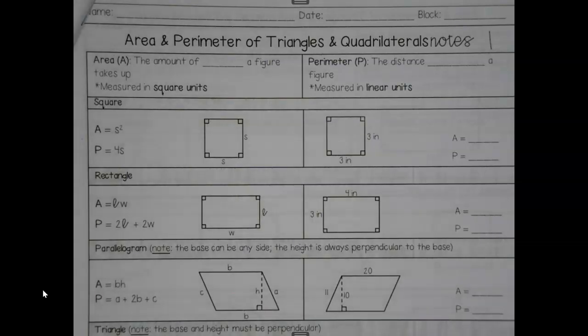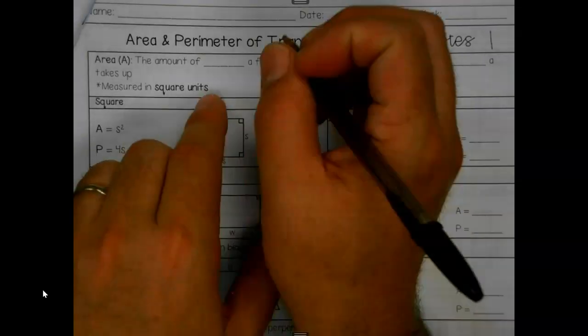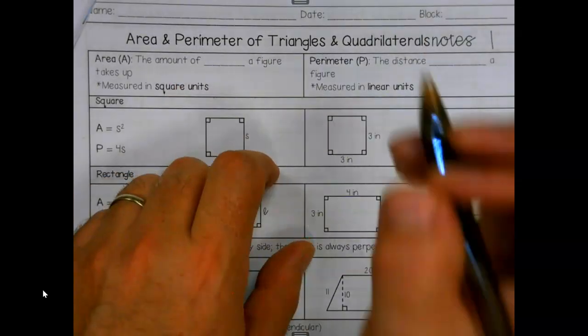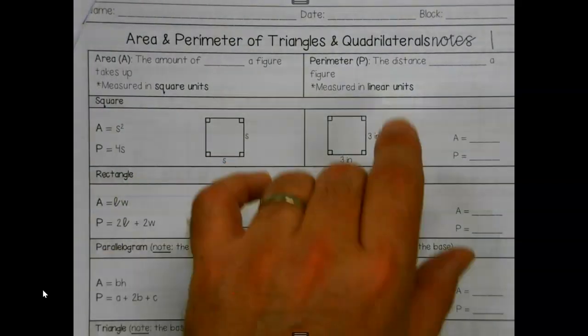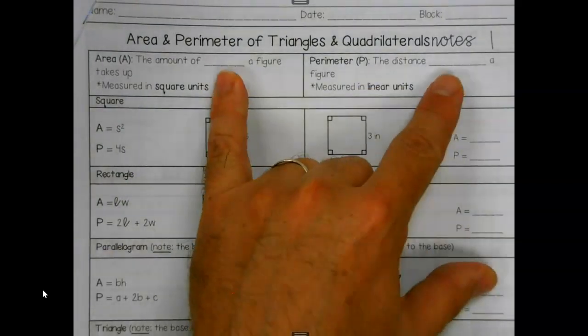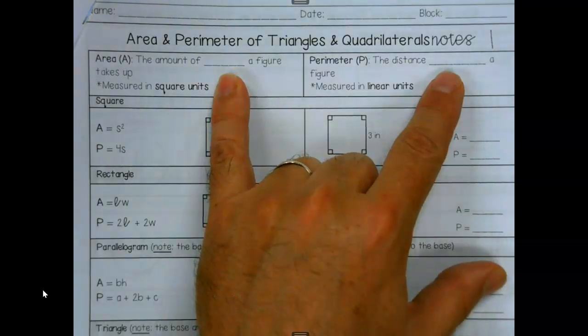Simple area and perimeter, a few different quadrilaterals and triangles, but we're going to have all of our notes here, so we should be able to take this up. Okay. So, question at the start. I know we're not even a minute in and I'm already asking questions. What's the difference between area and perimeter?